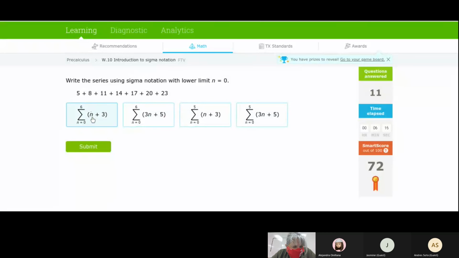Okay, so just put 0 in there and see if you get 5. Because the first answer is 5, right? So when you put 0 in there, you're supposed to get 5. When you put 1 into the rule, you're supposed to get 8. So that first one doesn't work. The second one works.